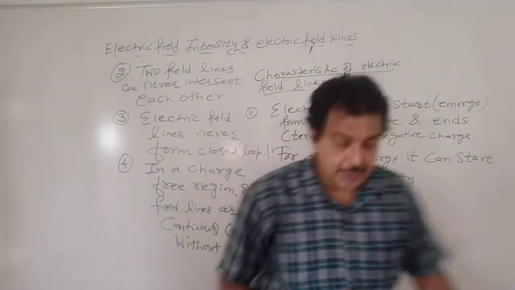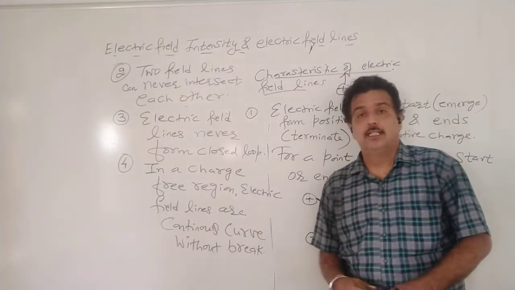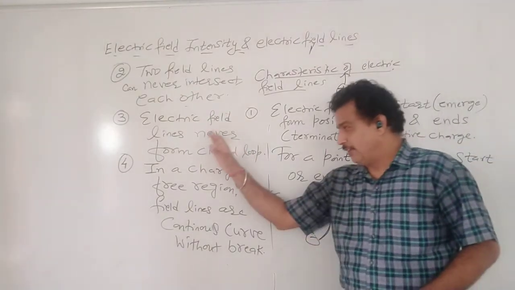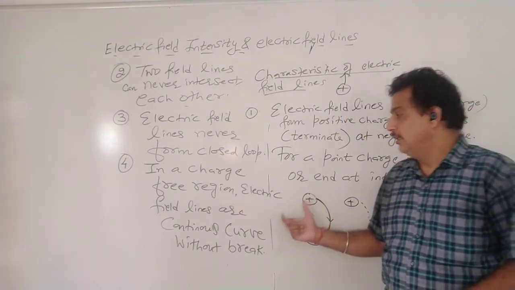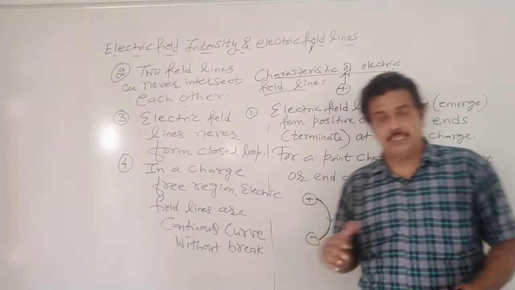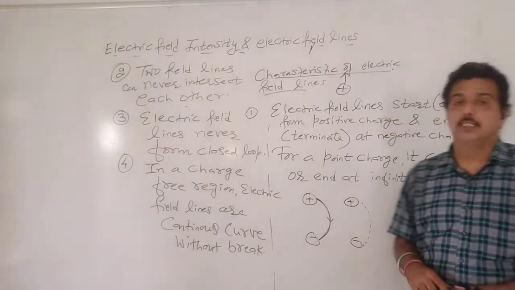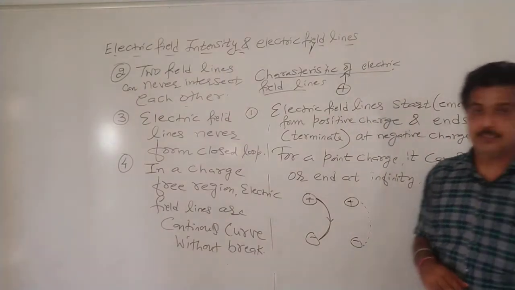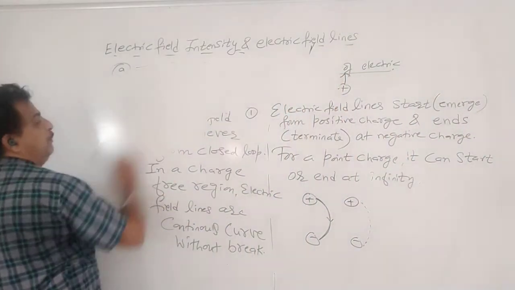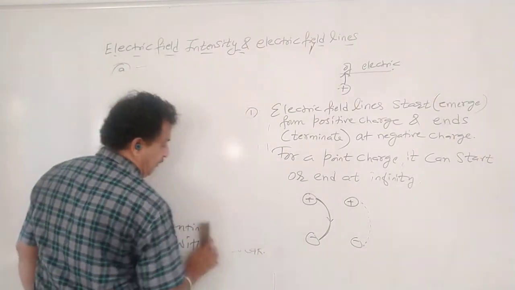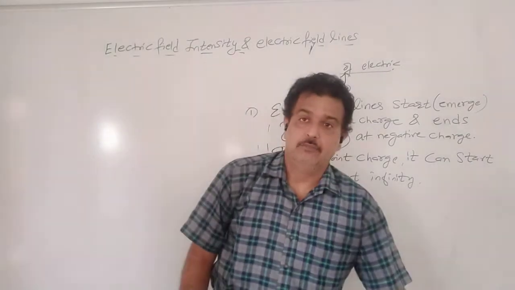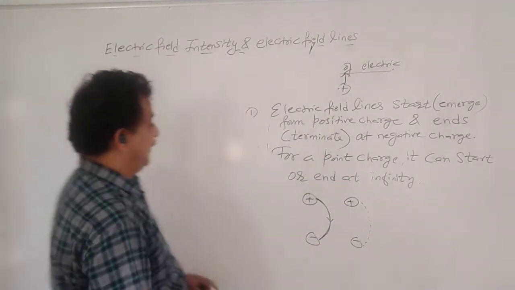Moreover, we will again discuss this point in the magnetic field lines. For the time being, they never form a closed loop, and electric field lines are continuous curves without any break. They do not break at any point when we draw these field lines. And again and again I am repeating, field lines are an imaginary concept given by Faraday, not real. So this is what we have for electric field lines.